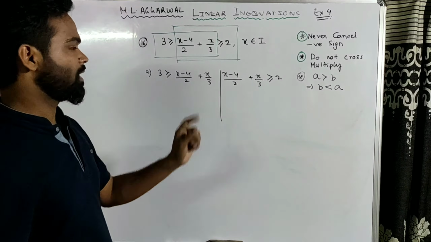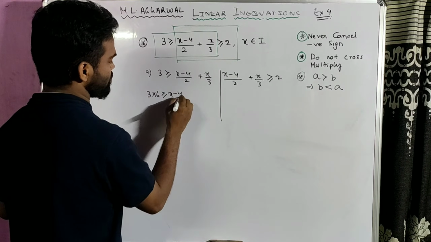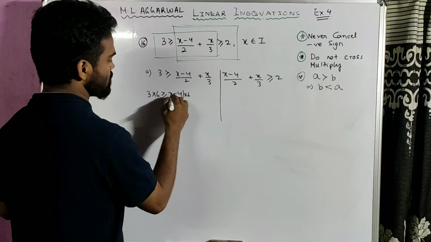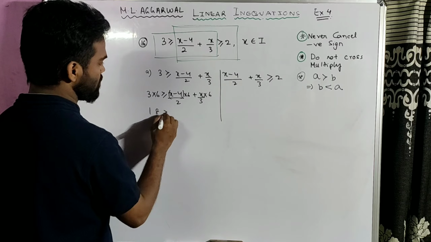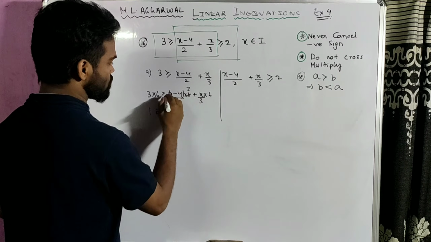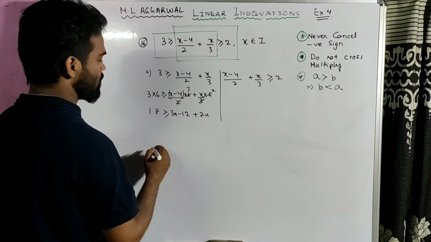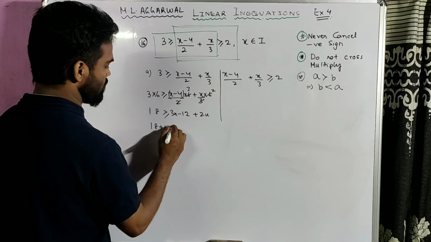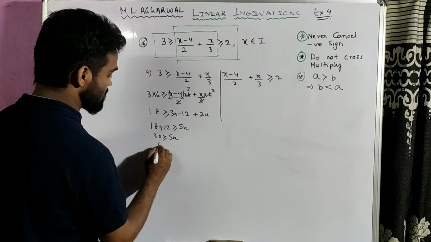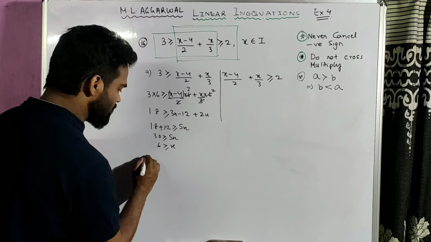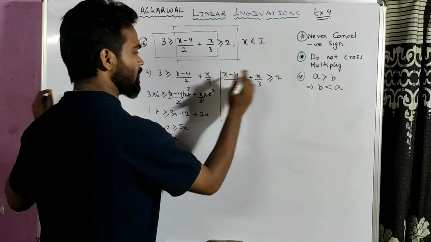Fractional form. We'll multiply by 6 on both sides. So this becomes 3 multiplied by 6 greater than or equal to x minus 4 by 2 into 6, and x by 3 multiplied by 6. So this becomes 18 greater than or equal to 3x minus 12 plus 2x. Now I'll solve it. So 18 plus 12 greater than or equal to 5x. So 30 greater than or equal to 5x, which means 6 greater than or equal to x, which means x less than or equal to 6. Clear? Now look at this one again. I'll multiply by 6.